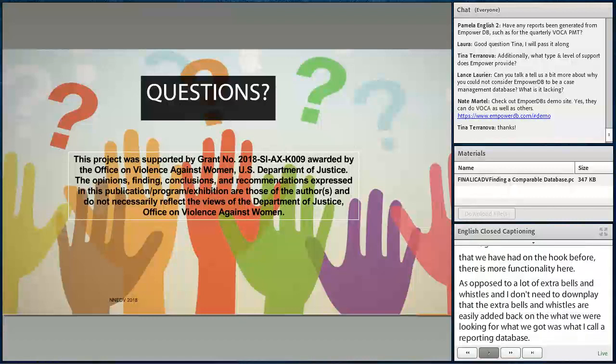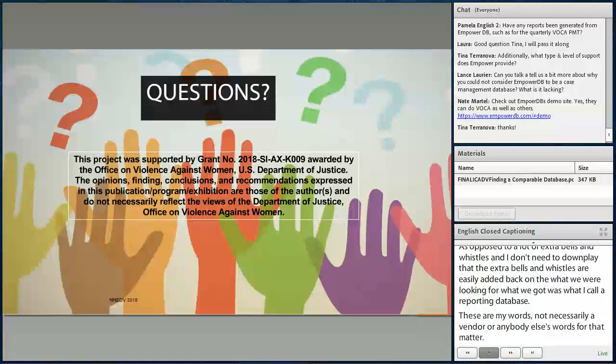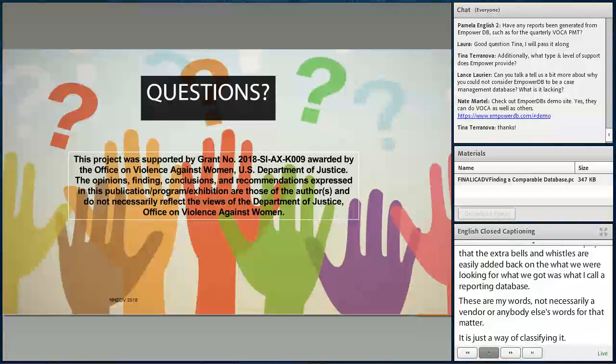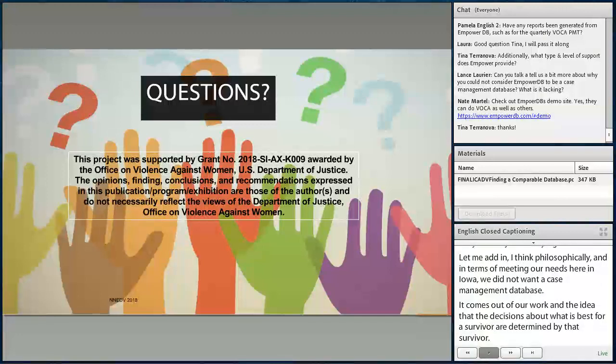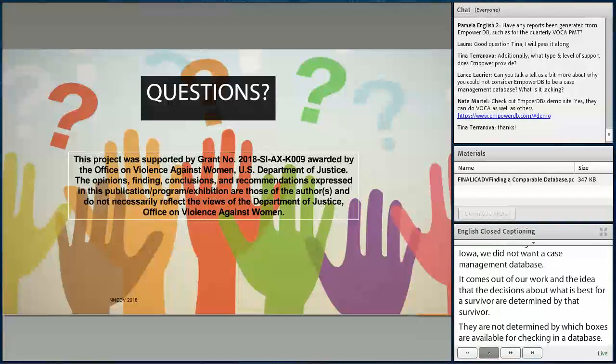And let me just add, I think that philosophically and in terms of meeting our needs here in Iowa, we didn't want a case management database. It comes out of our work and the idea that the decisions about what's best for a survivor are determined by that survivor, and they are not determined by which boxes are available for checking in a database. So we wanted a database that keeps the survivor at the center of the conversation and is focused on what he or she can do for themselves, and not driven by what's provided in a database.